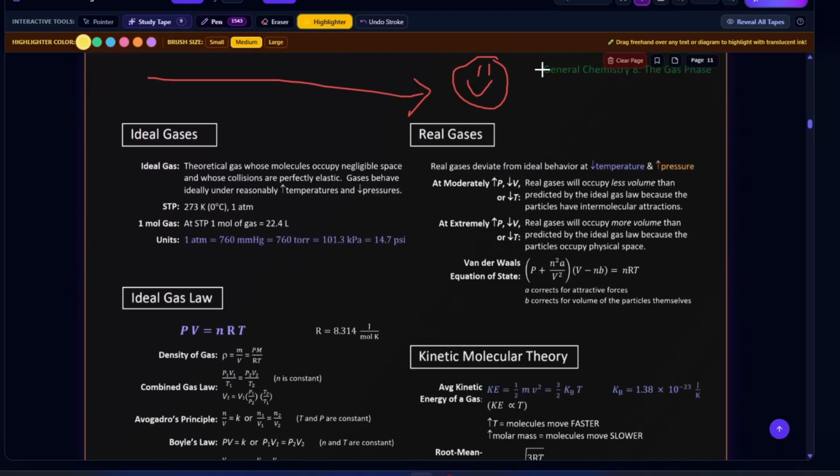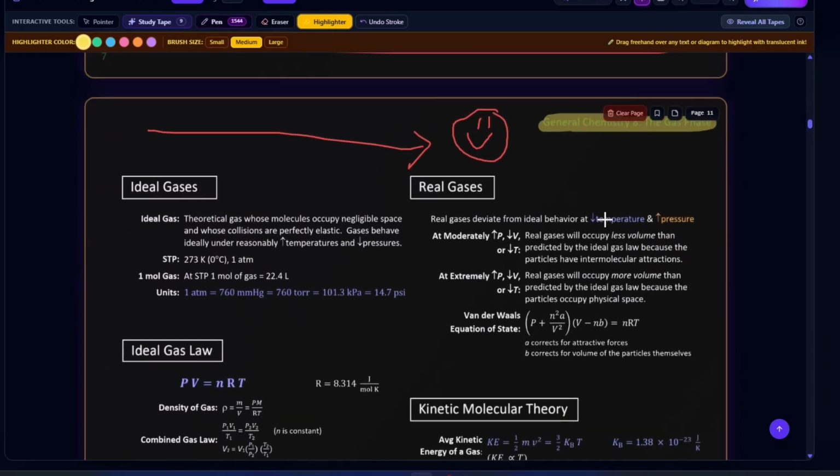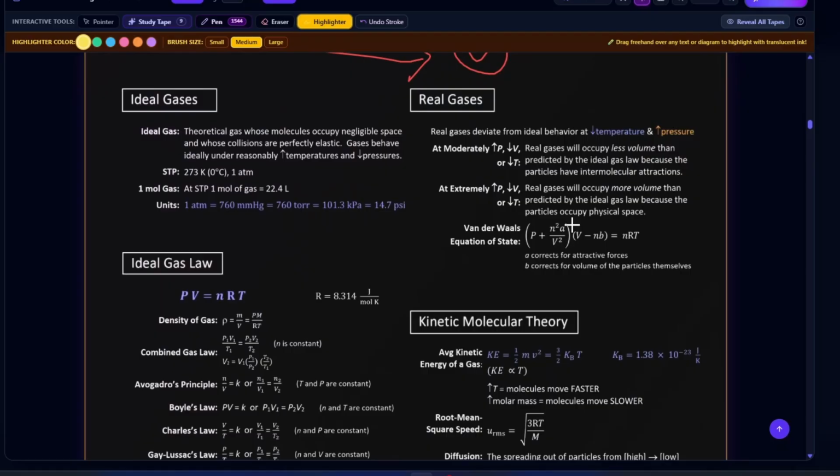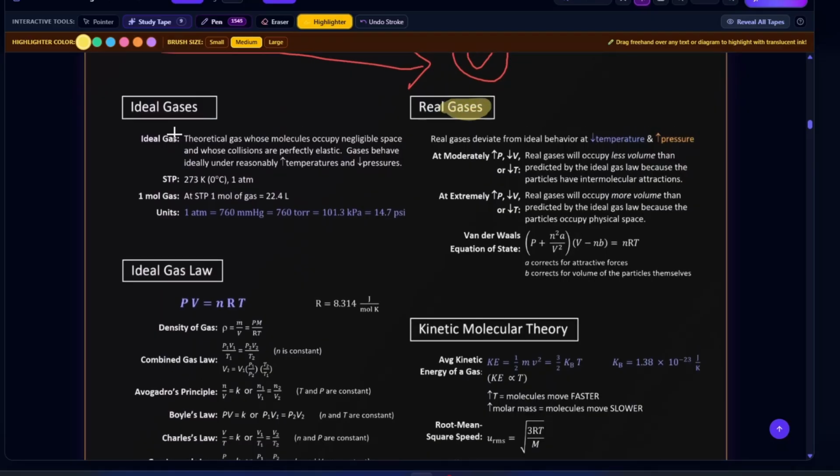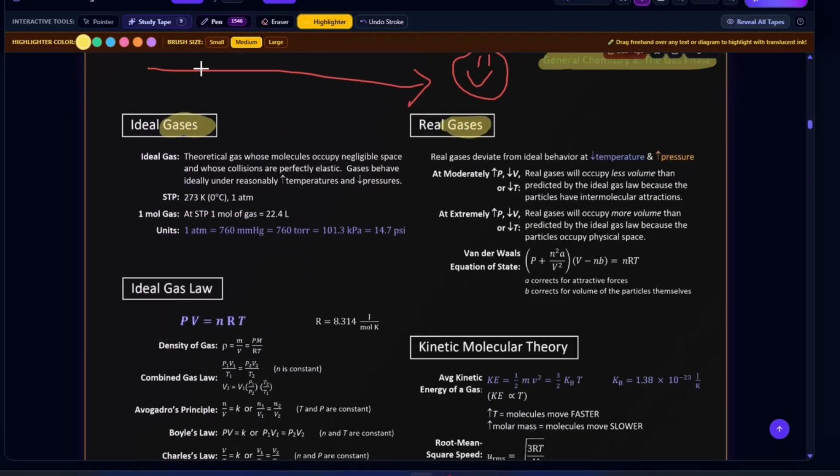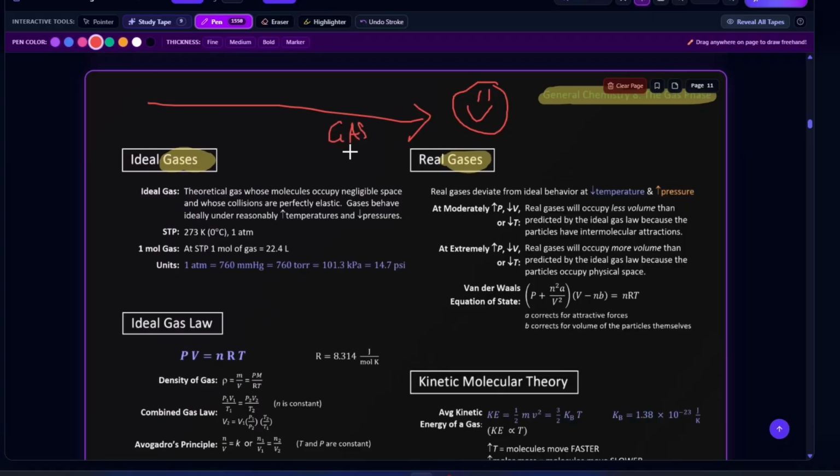Okay, so now let's go quickly into the gas phase, chapter 8. There's a whole physical understanding of gases. So gases, there are ideal gases. So I'm going to put gas. There are ideal gases and there are real gases.